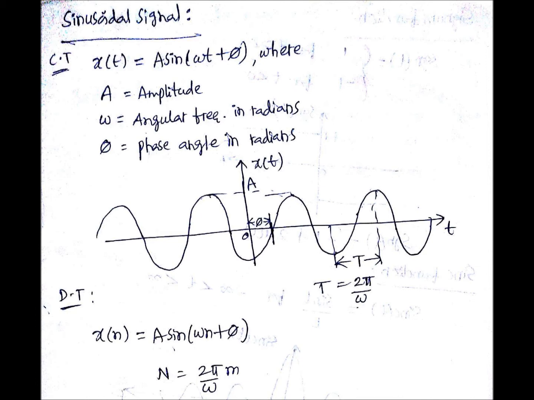And the time period, you know, equals 2 pi by omega, and in discrete time it is x of n equals A sine of omega n plus phi. That means only t is getting replaced by small n. And here if you observe, the time period in discrete time will be 2 pi by omega into m. We'll come to know about this m in periodic signals.